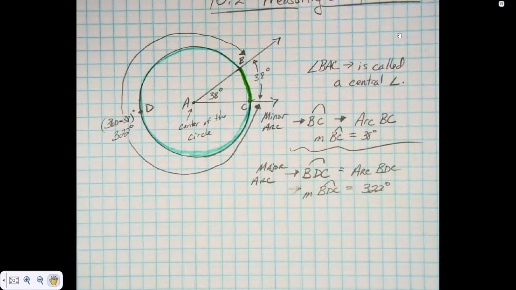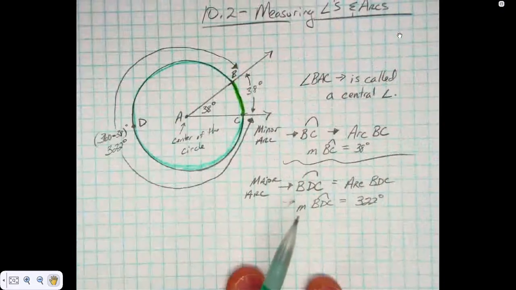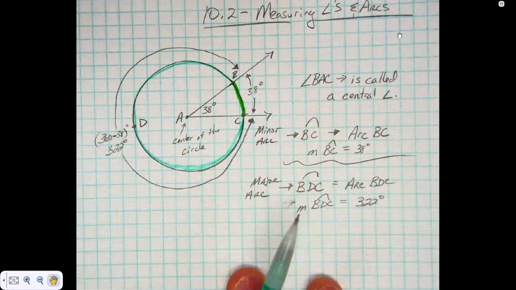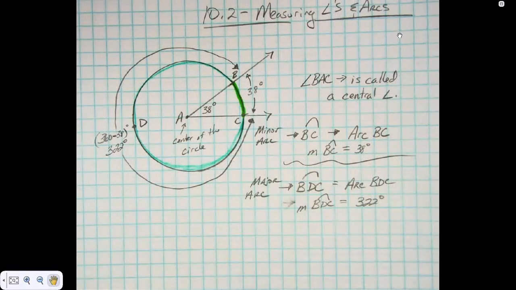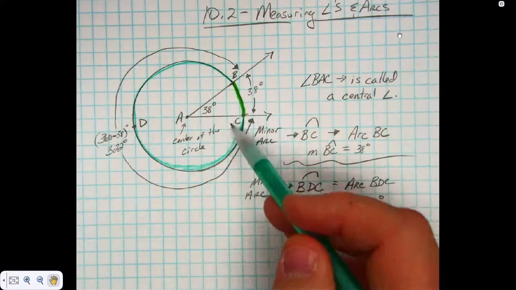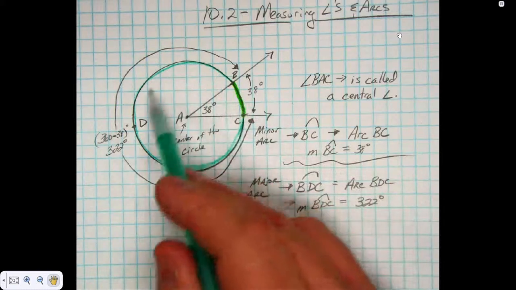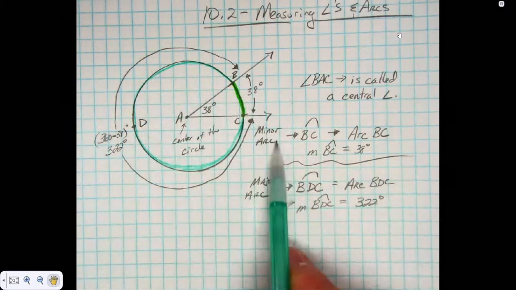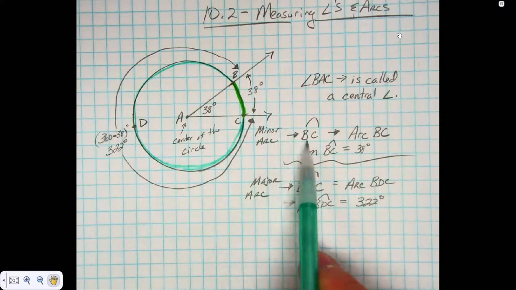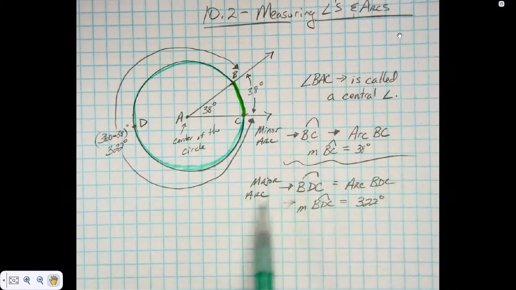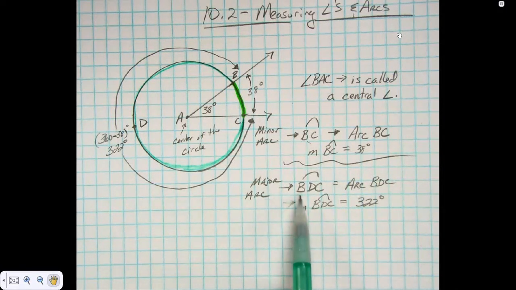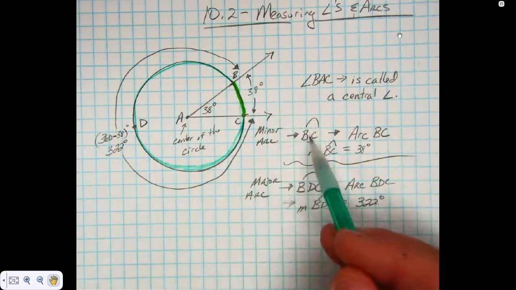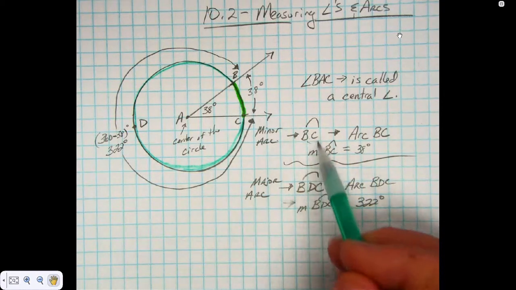Because think about it. Any angle I draw on there, and I tell you to go from point B to point C, even if it had been here or here, there's always going to be two ways to get there. The short way and the long way. The short way is the minor arc, which we only use how many letters to name? 2. The long way is the major arc, which we need to use 3. That way, you always know where you're talking about.